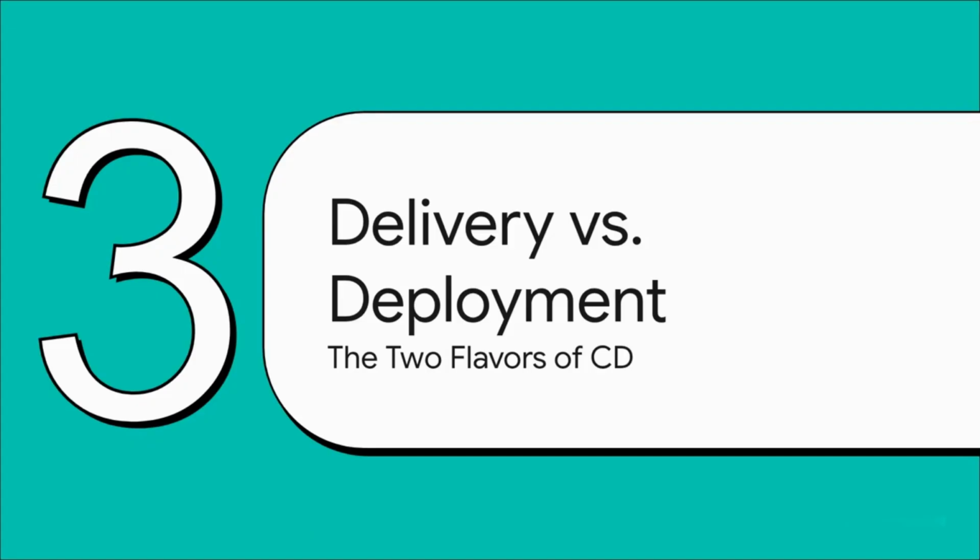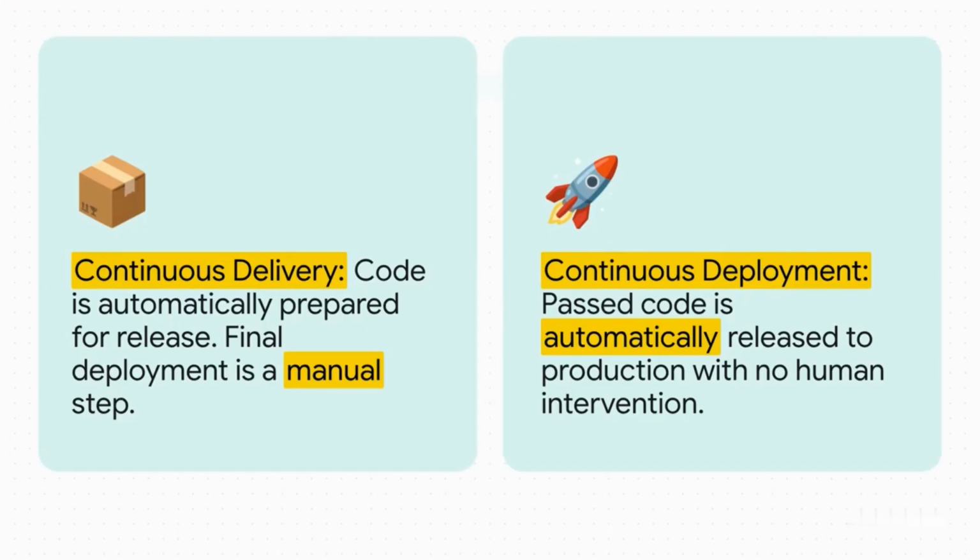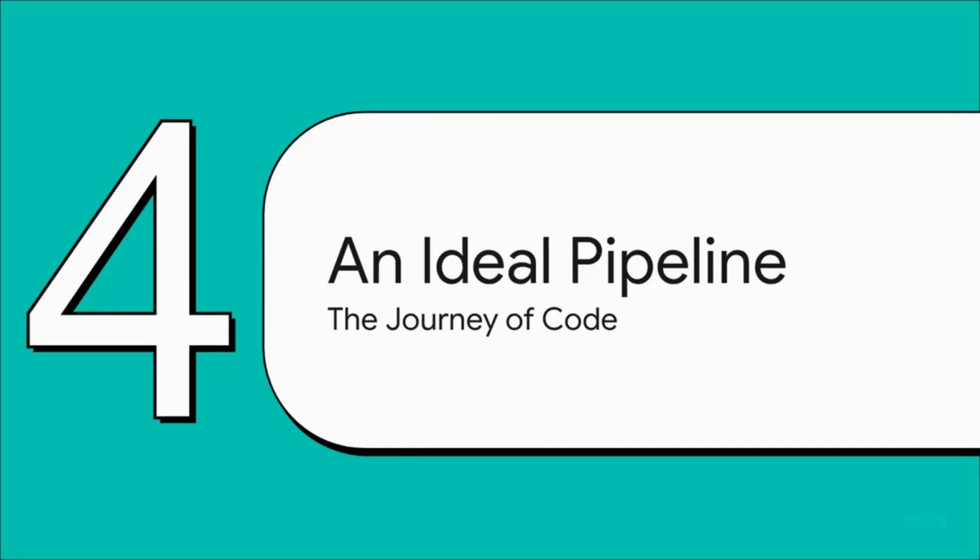So that's CI. But what about the CD part? This is where things get even more powerful. But you gotta know that CD can actually mean two slightly different things. Let's break this down. With continuous delivery, everything is automated right up to the very last step. Your code is always ready to be released, but a human still has to push the final go button. Now, with continuous deployment, well, that's the full automation dream. If a change passes all the automated tests, it just goes, bam, straight out to your users, no human intervention needed.